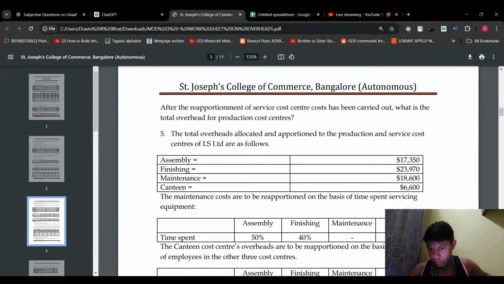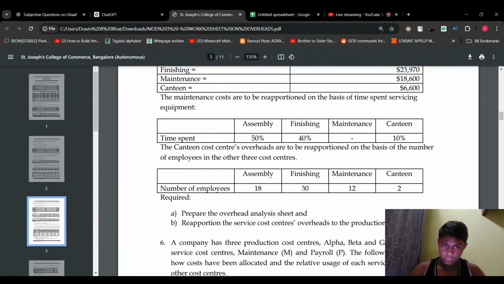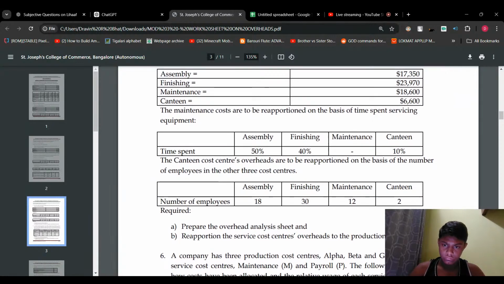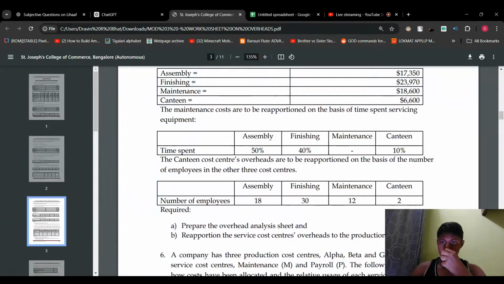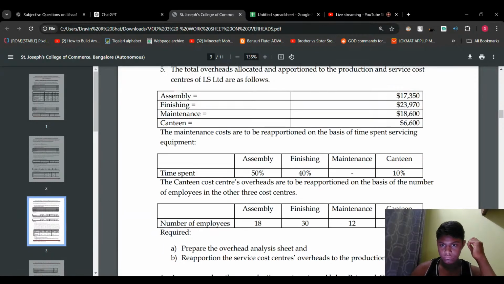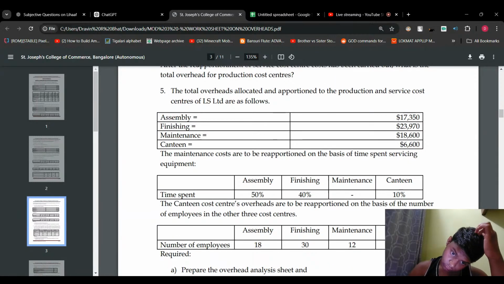What's more complicating than happening? Okay. Which of it should be apportioned first, maintenance cost or canteen? This would be the tip question.